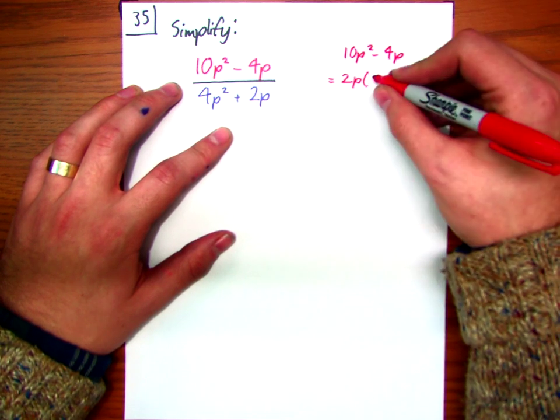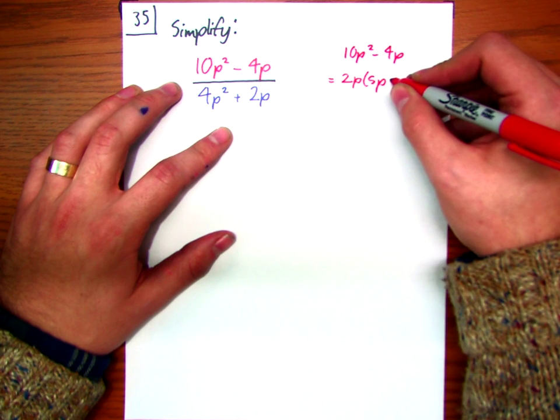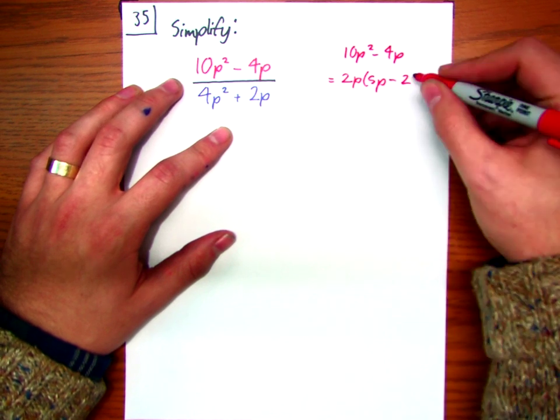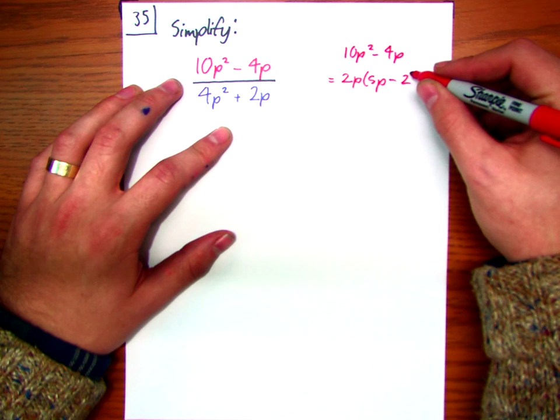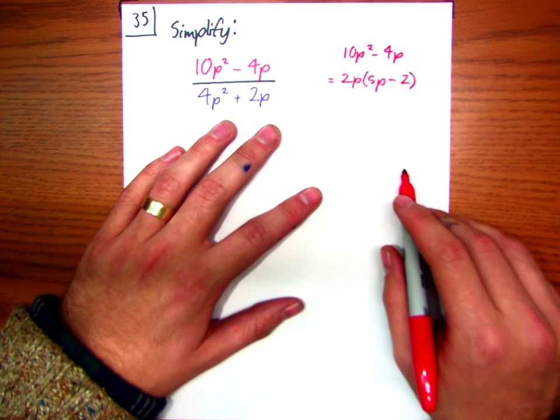10 divided by 2 is 5. p squared divided by p is just p, minus 4 divided by 2 is 2. And p divided by p is just 1. So 5p minus 2 is the leftover factor.